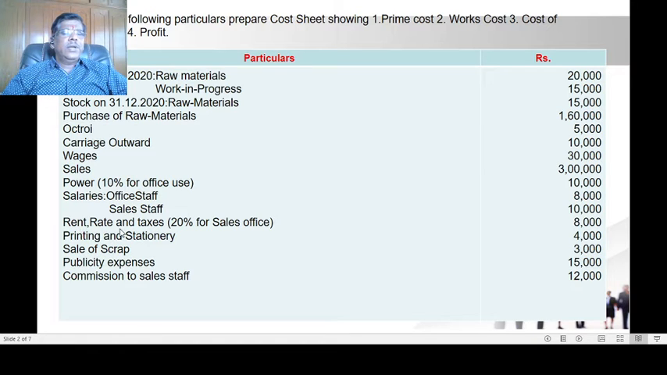Then rent, rates and taxes, it is 20% for the sales office. The remaining 80% is apportioned to the office and administrative overhead. Printing and stationery is office and administrative. Sale of scrap, you have to deduct it in the factory or works overhead. Publicity expenses are also office expenditure. Then commission to sales staff is also a selling expense, and this item is apportioned to the selling and distribution expense.